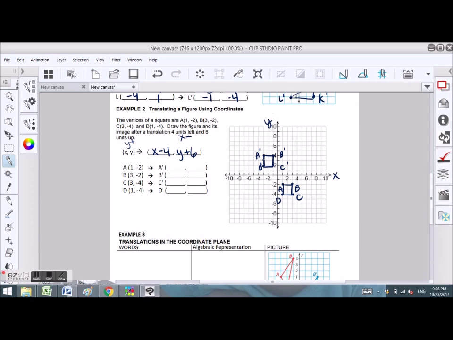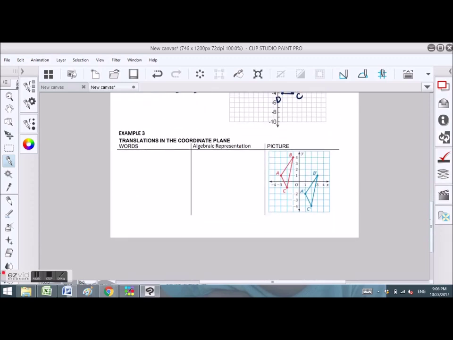So our new coordinates, if we look at A prime, we have negative 3, 4. B prime, we have negative 1, 4. C prime, we have negative 1, 2. And D prime, we have negative 3, 2. So again, notice the relationship between the original and the translated. Each of these are changed by what the algebraic representation has told us.